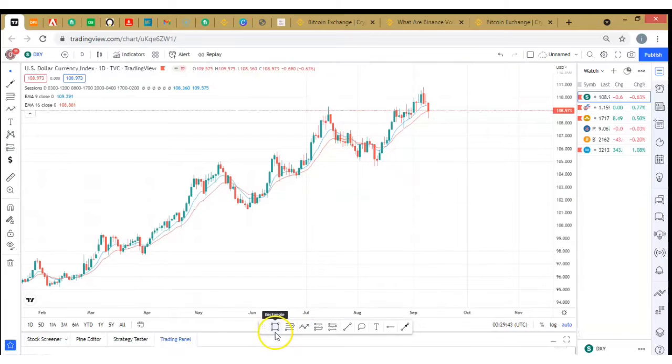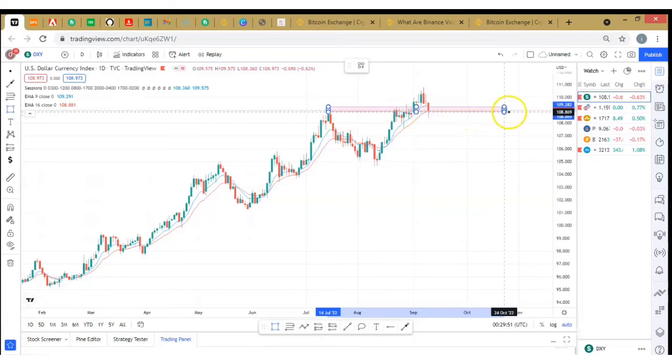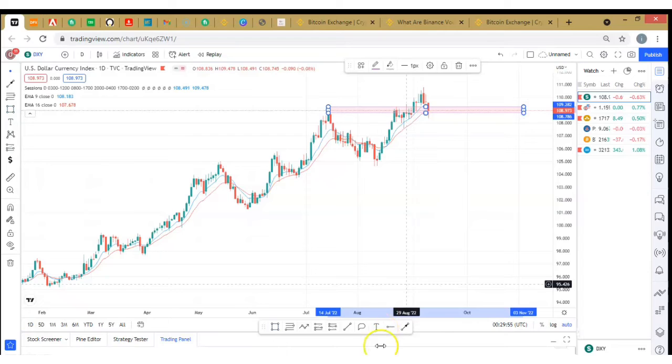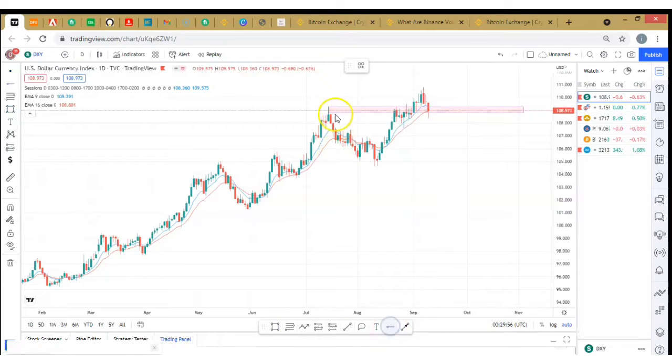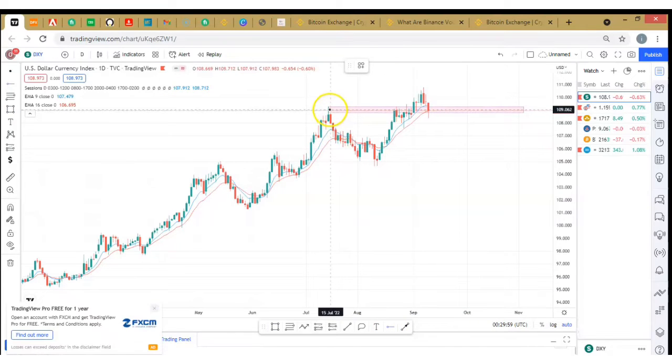So yeah guys, in this daily I would like to draw my first zone from here. The first zone I'm drawing here is significant to me, in the sense that this market broke this zone.